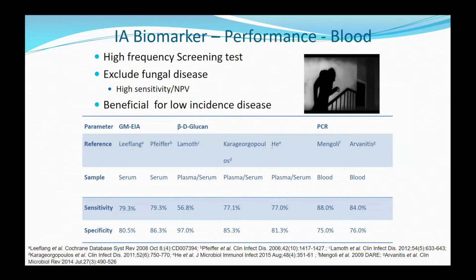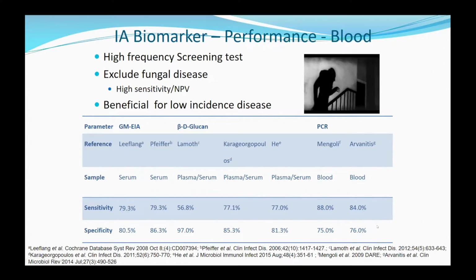In terms of performance, it's important to understand what you'd want from your test. Neil has already gone into some details of pre-test probability and post-test probability, both negative and positive. And when we're testing blood, you're actually looking at a high-frequency screening test. What you want is a high sensitivity and a high negative predictive value to exclude disease.